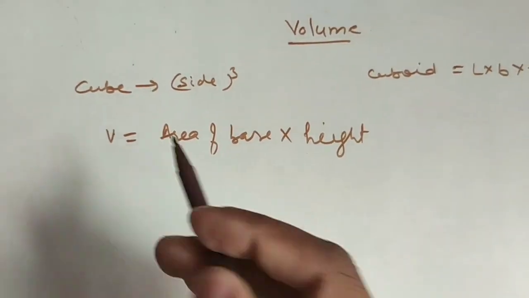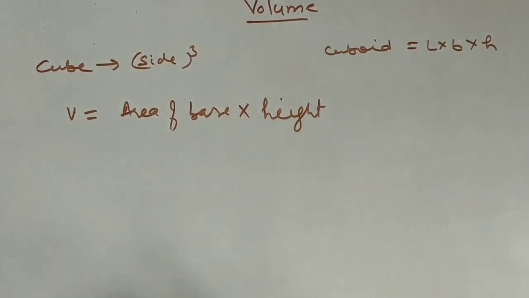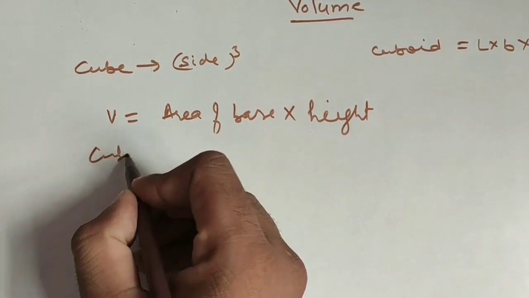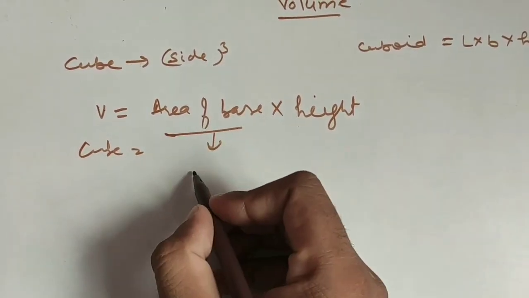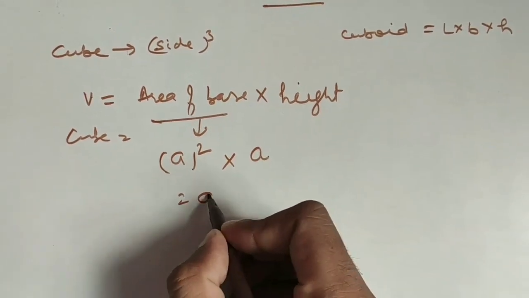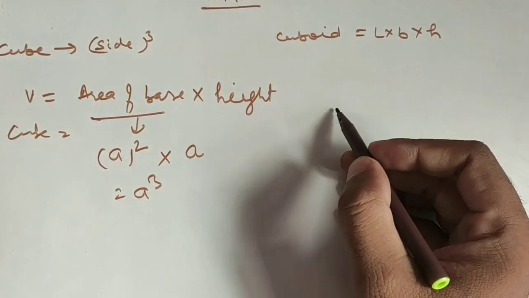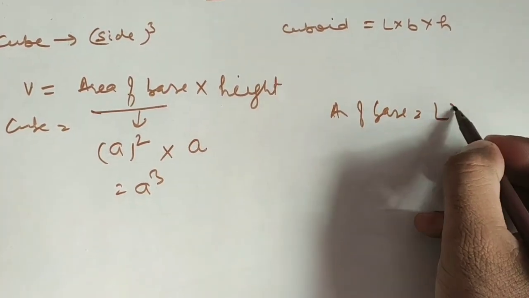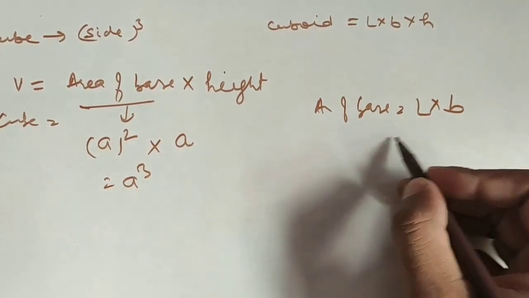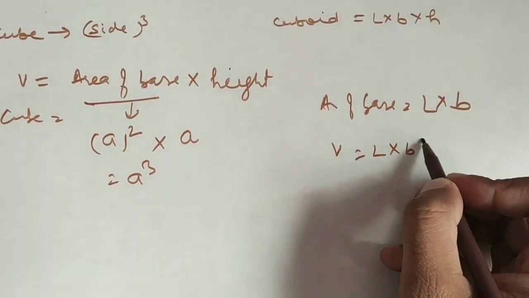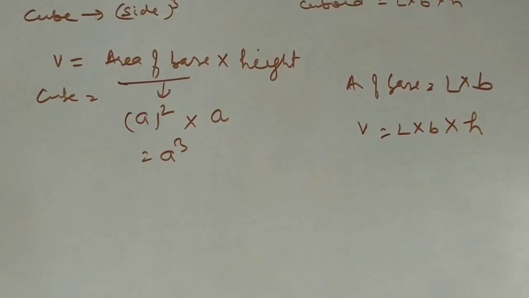multiply by the height also. Okay, so in case of cube the base is a square, so area of square is side square. So in case of cube, area of base is square of a side and height is also equal, so it will be a cube. Similarly, in case of cuboid, area of base is length into breadth because it is rectangular and its height is h. So volume will be L into B multiplied by h.